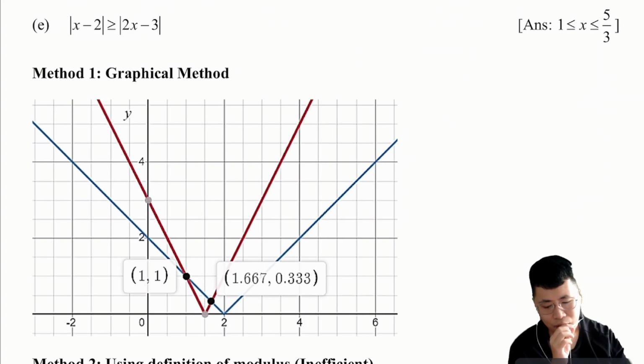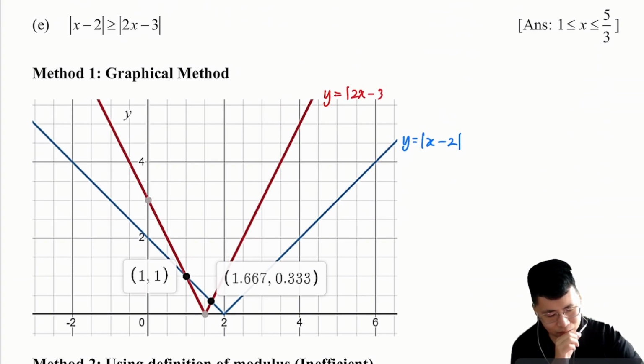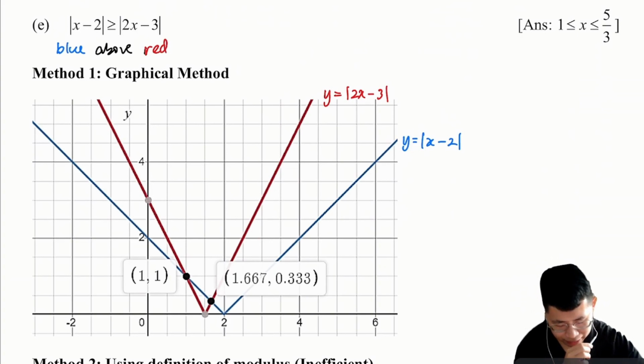Okay. Now, the last kind of quadratic, the modulus inequality that we'll see for the basic case would be like this. Okay, so we have a modulus x minus 2 more than modulus 2x minus 3. So which graph is which? So over here, the blue color one would be modulus x minus 2. The red color one would be 2x minus 3. Okay, so now we are looking for the blue graph to be above the red graph, right? So which region is the blue graph above the red color graph?